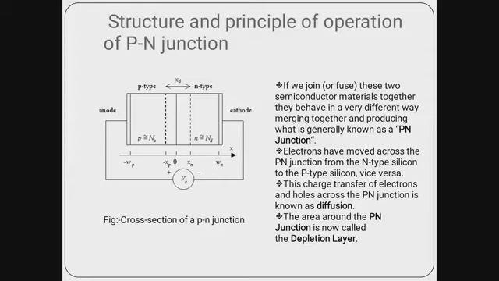Eventually, when the equilibrium state, that means the neutral state, electrically neutral situations will occur, producing a potential barrier around the area of the junction. The donor atoms repel the holes, and the acceptor atoms repel the electrons.